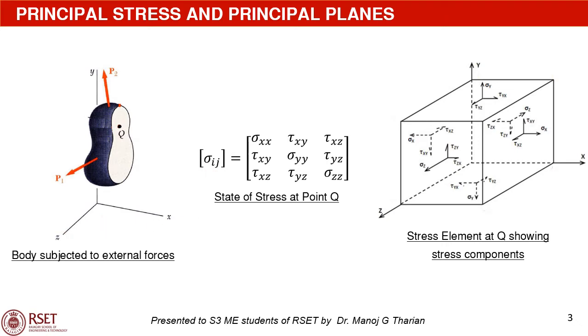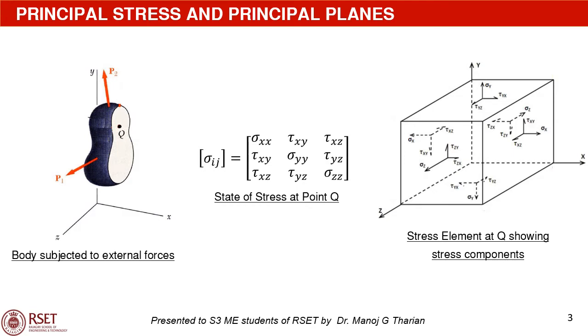The 6 independent stress components of the stress state at point Q are sigma xx, sigma yy and sigma zz, which are the normal stresses, and tau xy, tau xz and tau yz, which are the shear stresses. The stress state at point Q is shown on an infinitesimally small rectangular element at point Q in this figure. The various stress components acting on the various faces of the element are shown in the figure.